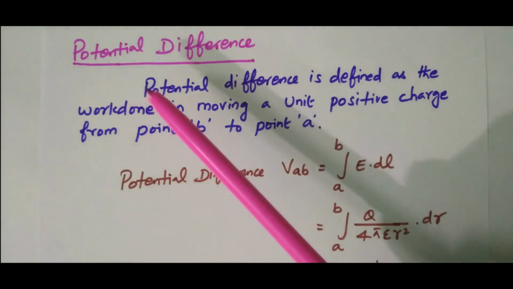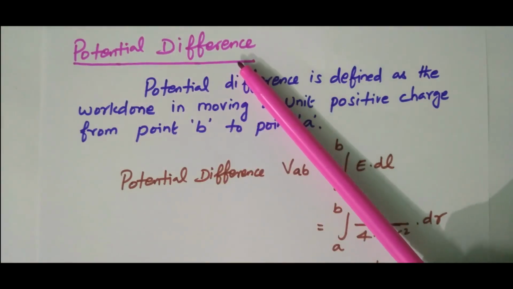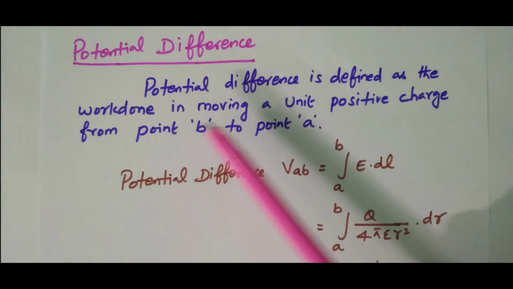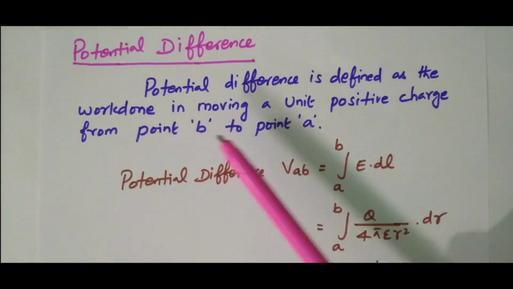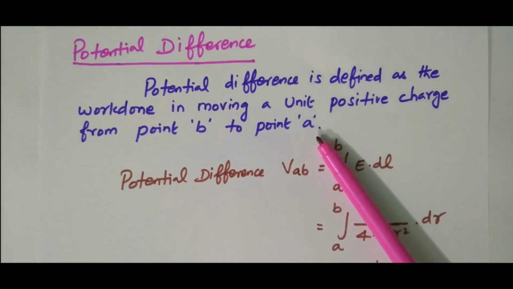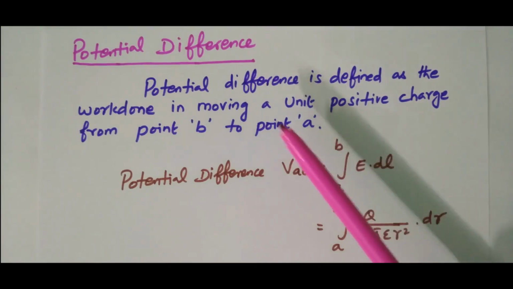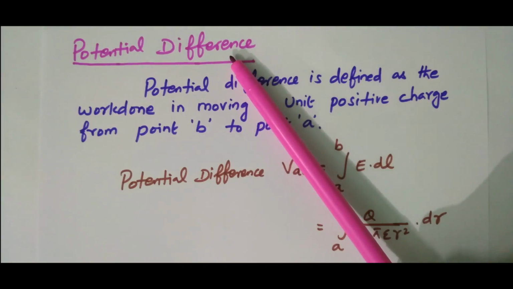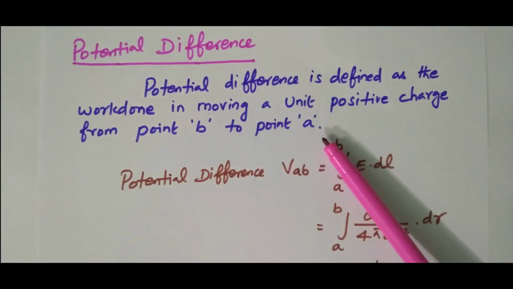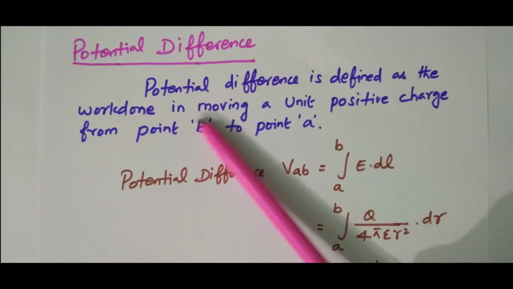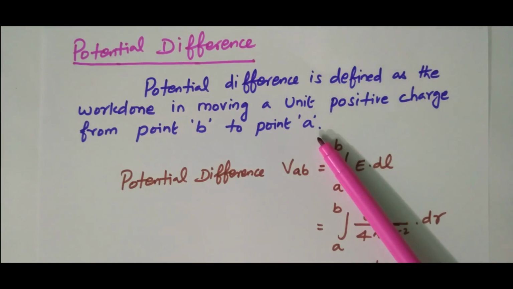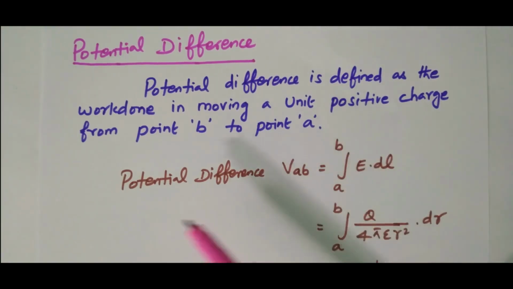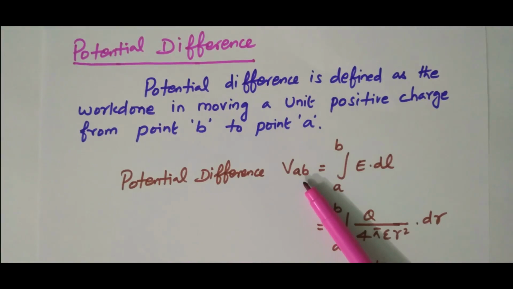Now we'll see the potential difference. What is potential difference? It is defined as the work done in moving a unit positive charge from point B to point A. Absolute potential means infinite to the field point, from infinite. But here potential difference is there, that means difference between 2 points, point B to point A. Same thing, work done in moving a unit positive charge, but it is from point B to point A, right? It is clearly given.